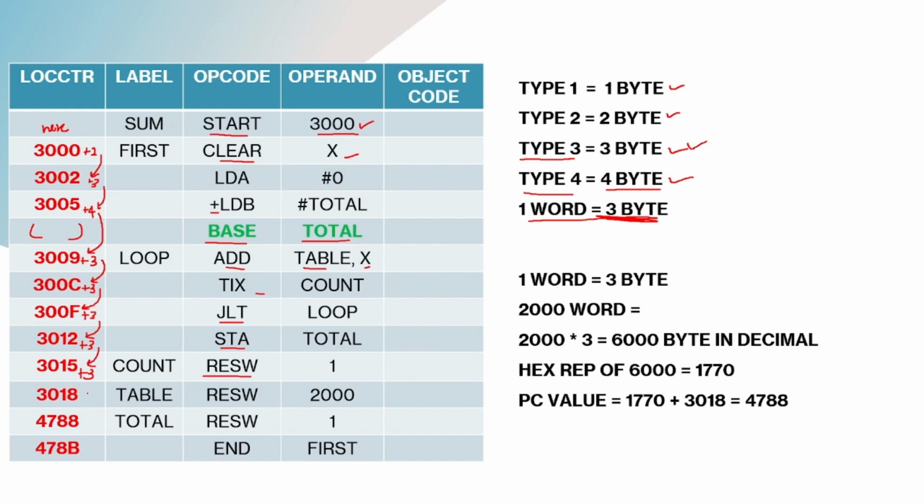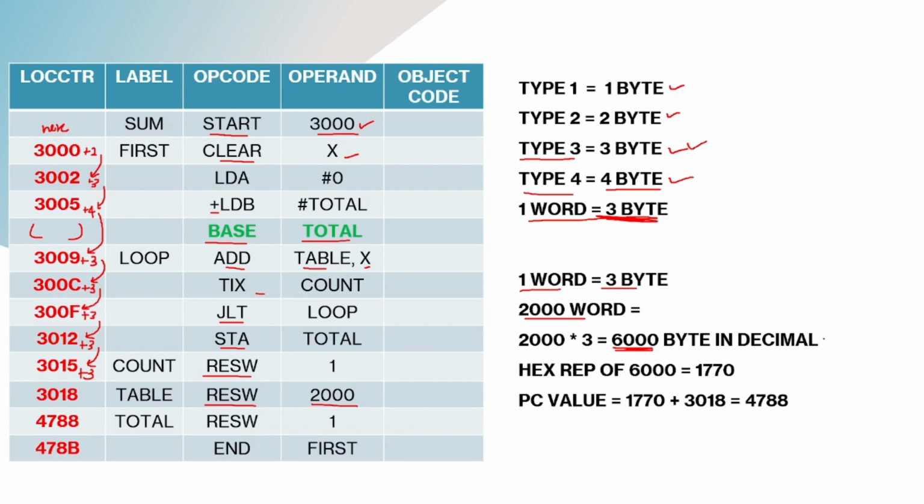Now at 3018, you can see something happening. We're using RESW to reserve 2000 words. As you know, one word is 3 bytes. So 2000 words is 6000 bytes in decimal.